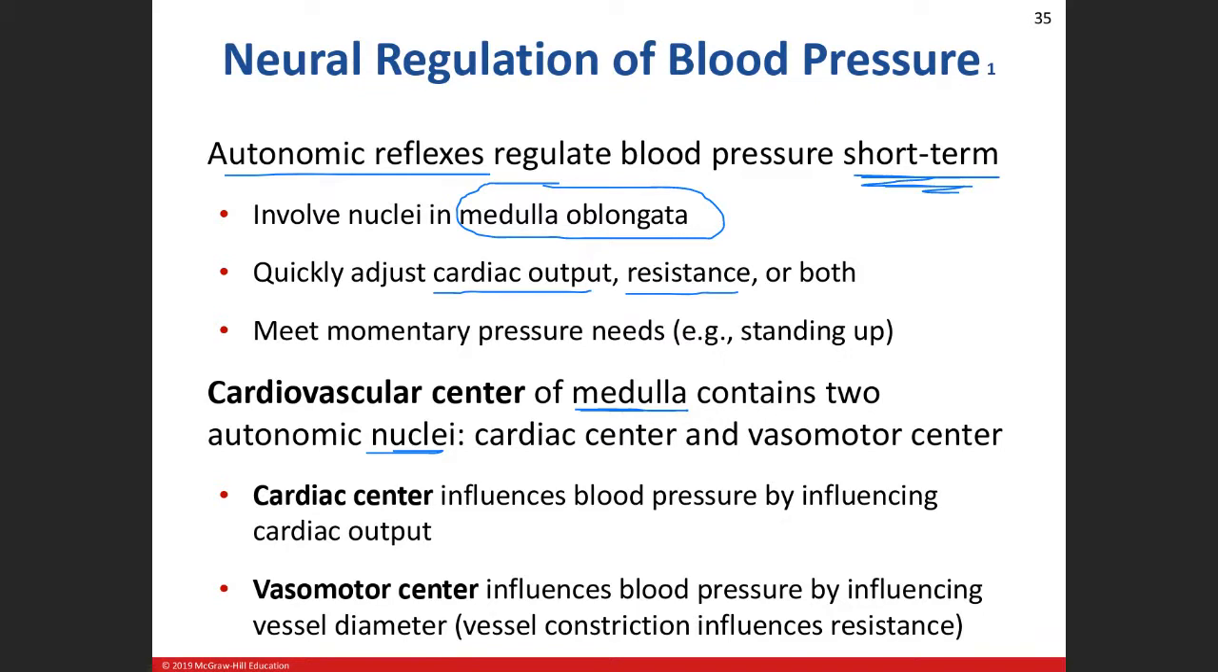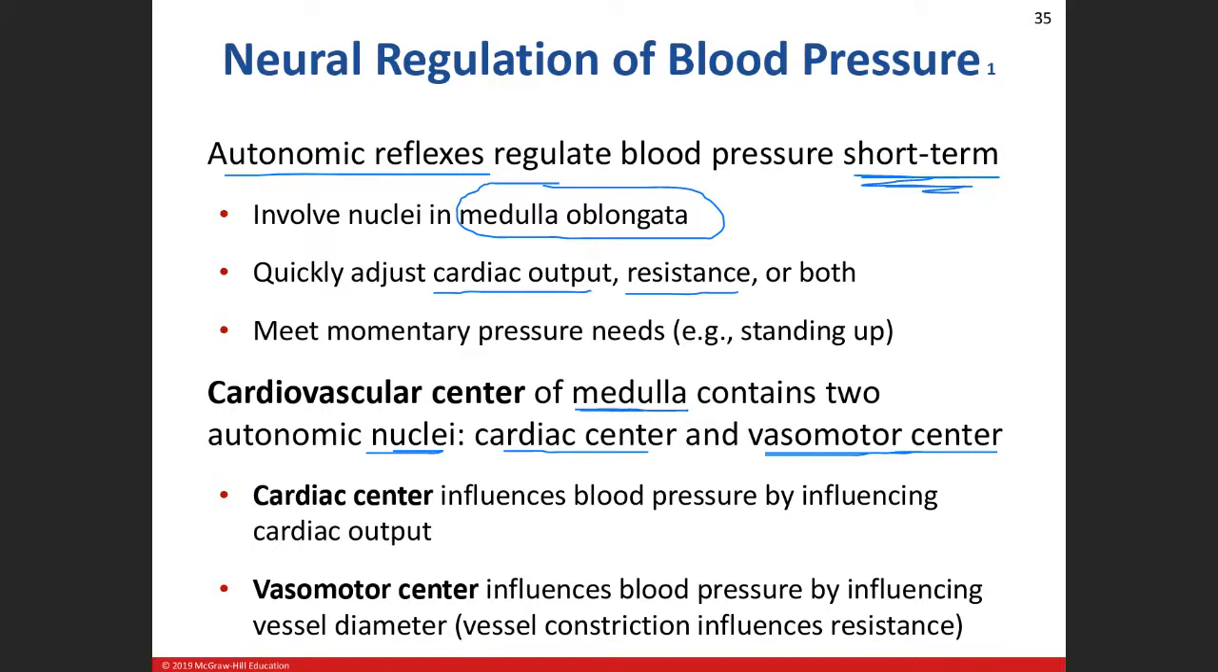Okay, so we have two, all right, areas here. We have the cardiac center and the vasomotor center. So you can look at those two terms and you can figure out what they do. Cardiac center, heart. Vasomotor, blood vessels. Okay, just look at the term.